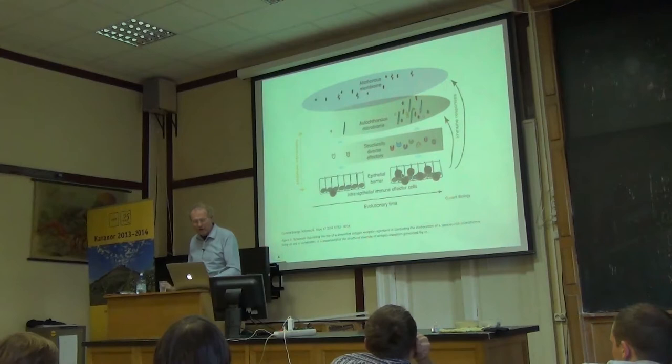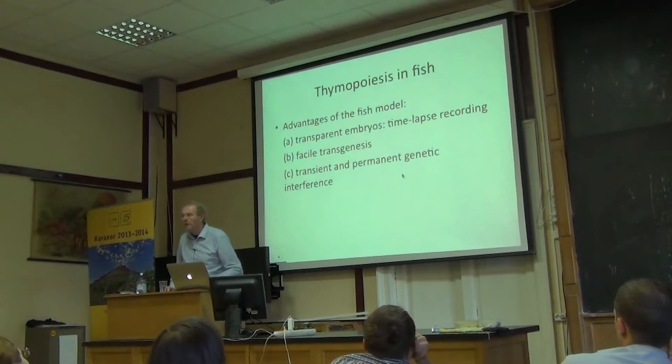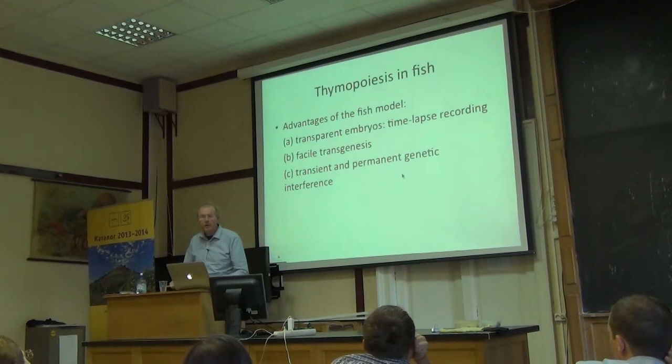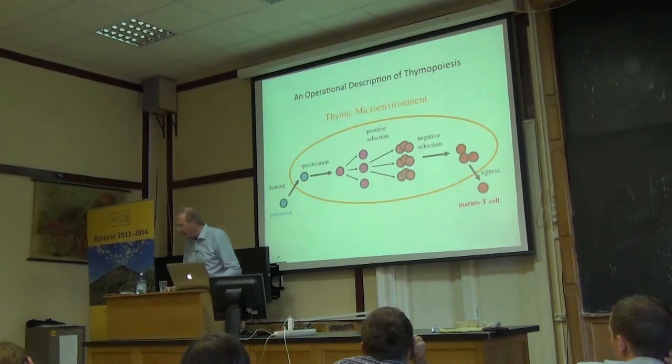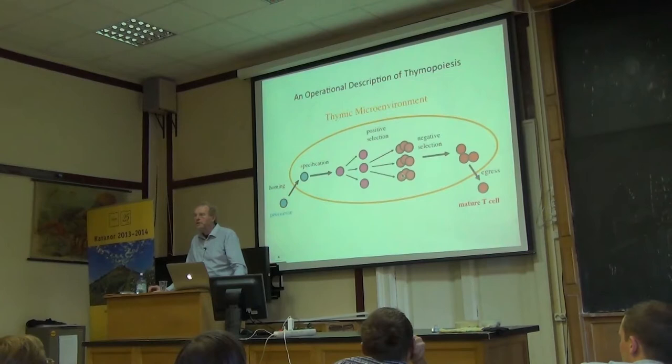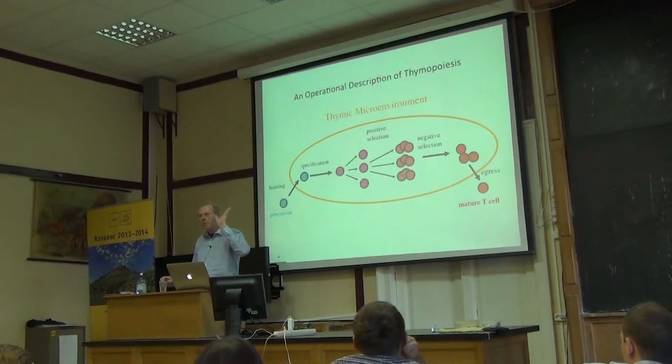Now, I'm coming back to thymopoiesis, because this is where we do most of our work, and I mentioned all of this before, just to remind you. And now I'm giving you a schematic that I have used for 15 years or so, and I think it's still quite useful to understand what we really try to work on. It is the process of thymopoiesis, and thymopoiesis is nothing but a term that describes how the thymus develops and functions.